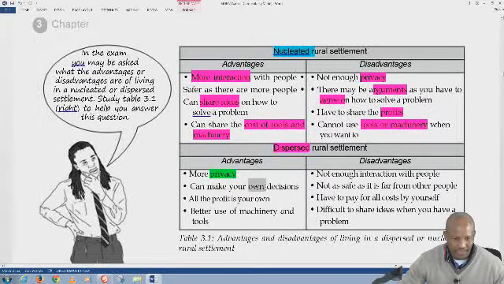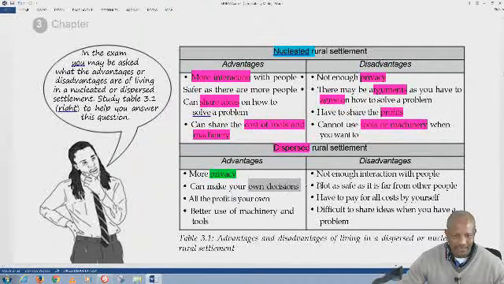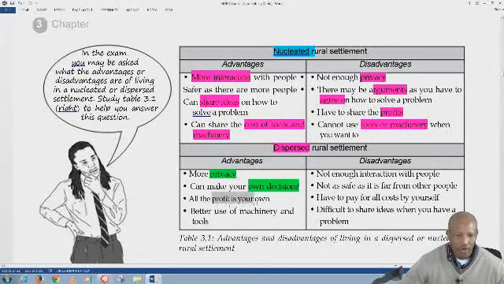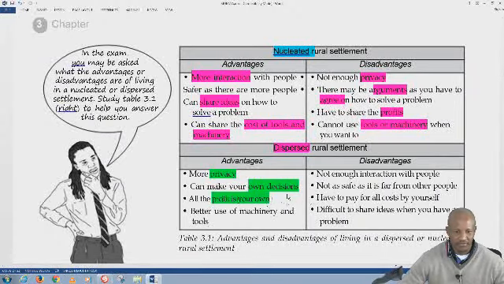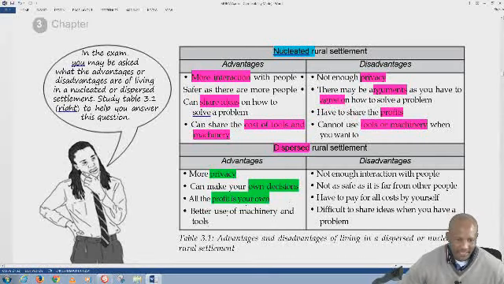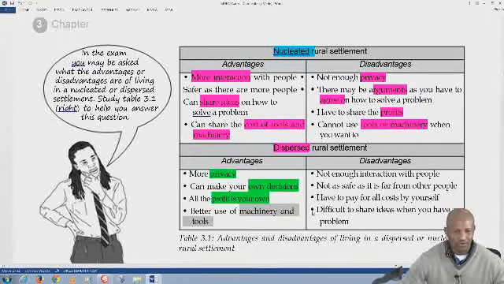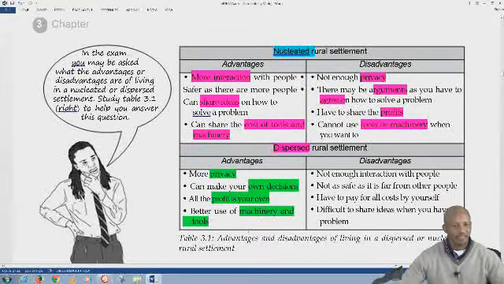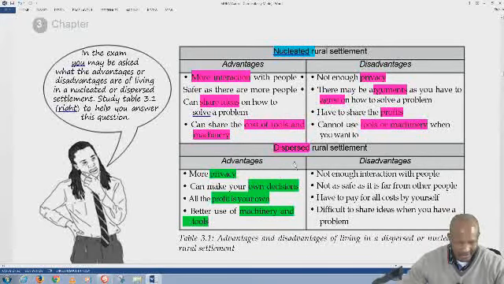A farmer can start to do what? A farmer can start to make his own decisions. A farmer has all the profit to himself. A farmer has a better use of what? Machinery and his own tools. It means a farmer is independent in a dispersed settlement.